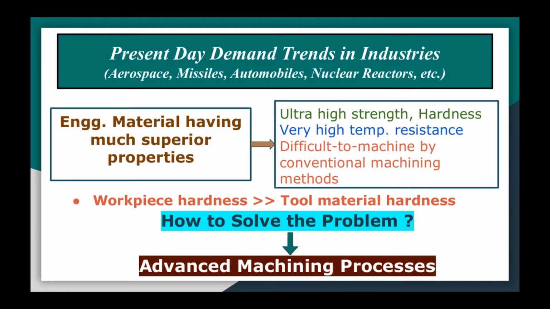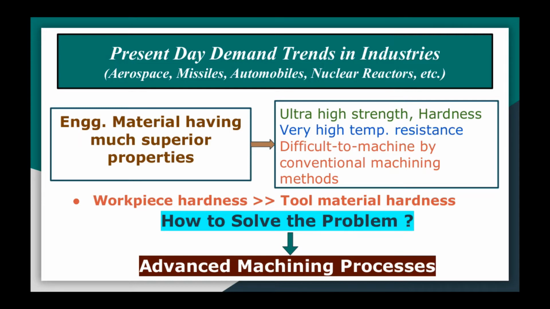As we know, engineering materials which are in demand should have superior properties than the commonly used metals and alloys. And what should be the properties? They should have ultra high strength, very high hardness, very high temperature resistance, because there are certain components like turbine blades. Yes, turbine blades operate at 1100 or 1200 degrees centigrade. So at that temperature they should be able to retain their shape and size and other properties while in use.